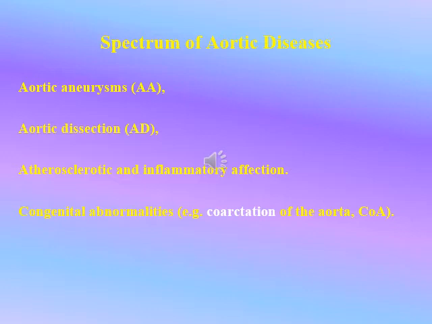So basically this is the spectrum of this lecture: aneurysms of the aorta, dissection of the aorta, and congenital anomalies, the commonest being coarctation of the aorta.